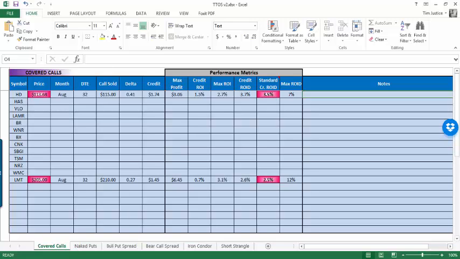Max ROI, 2.7%. That's not real great because we didn't have as much room up to the strike we sold. Standard credit ROID relative to 30 days, we're picking up about 3.5%, 3.7% on just the regular ROID. That stands for return on investment divided by the delta. Just a measurement we use, the higher the better. Not the best returns here.